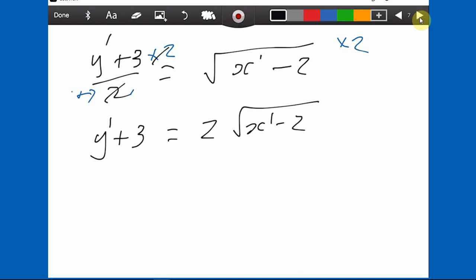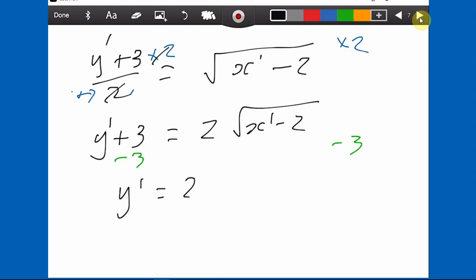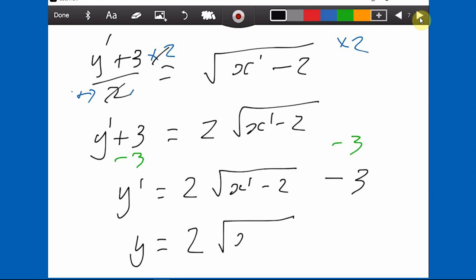Then I need to take 3 from both sides, and so I get y dashed equals 2 square root x dashed take 2, and then take 3 out over here. And so there is our image. We would then leave the dashes off. The dashes are just there to help us when we're doing the calculation, so that we try and not get confused.